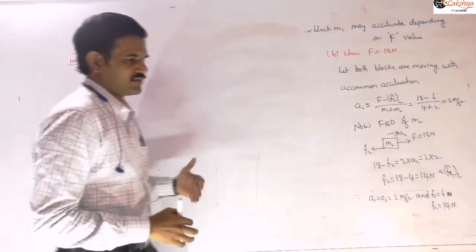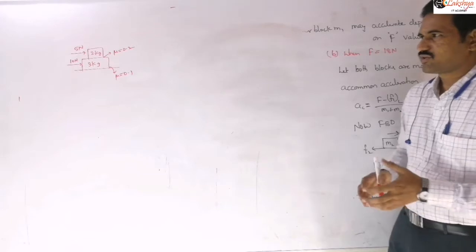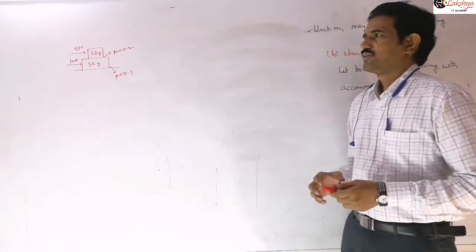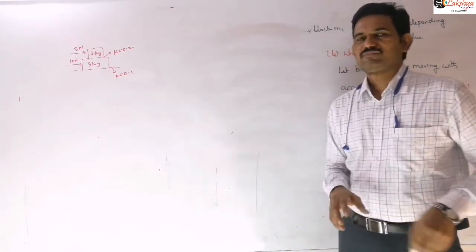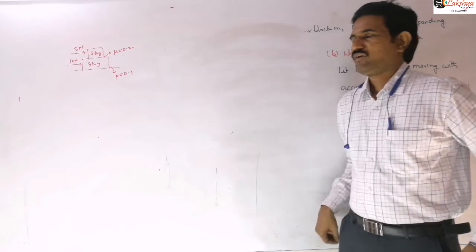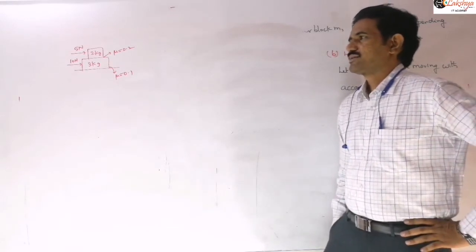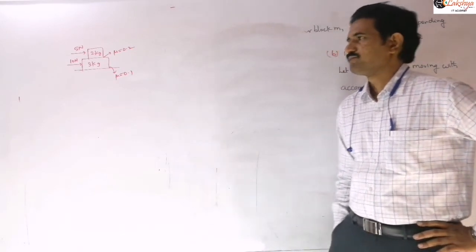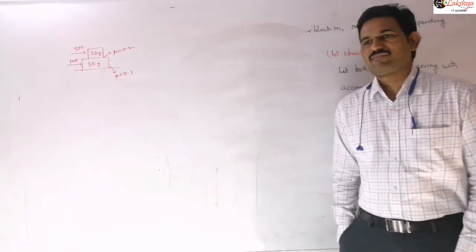So now the question is: in the system shown in the figure, find the acceleration of the blocks, and also find the friction at all contact surfaces.